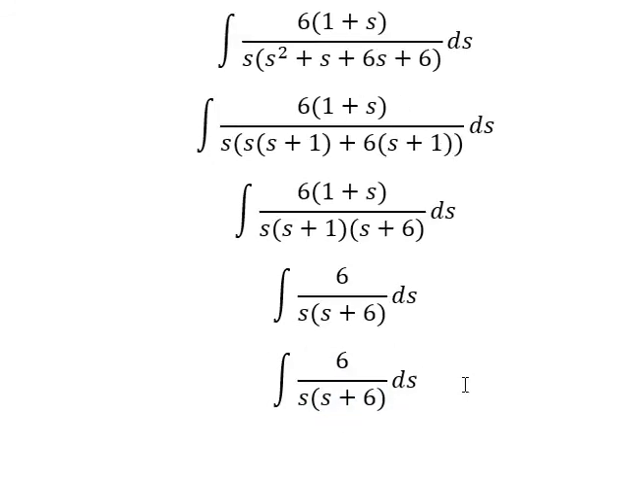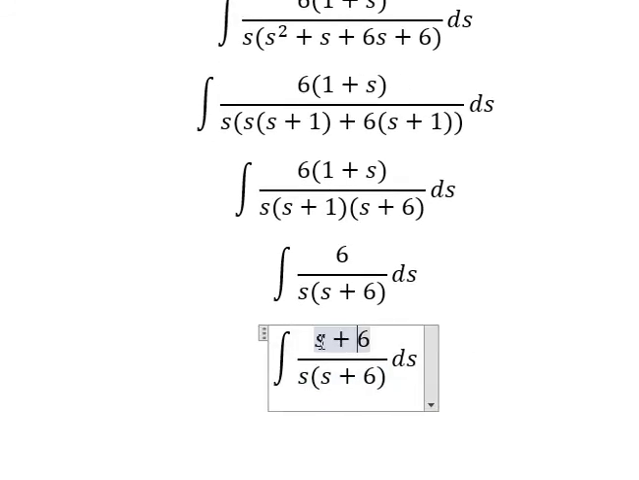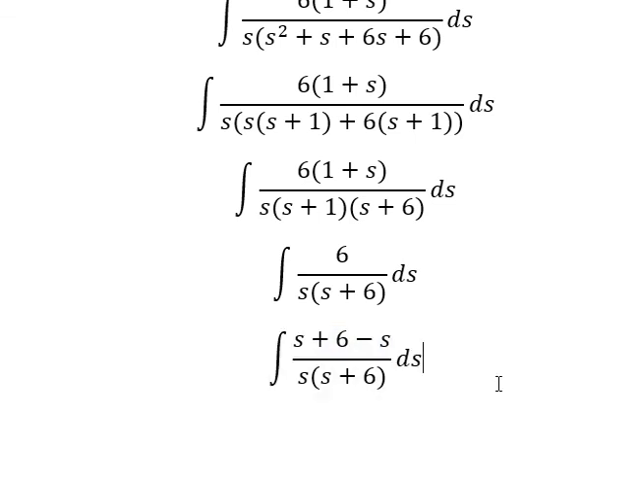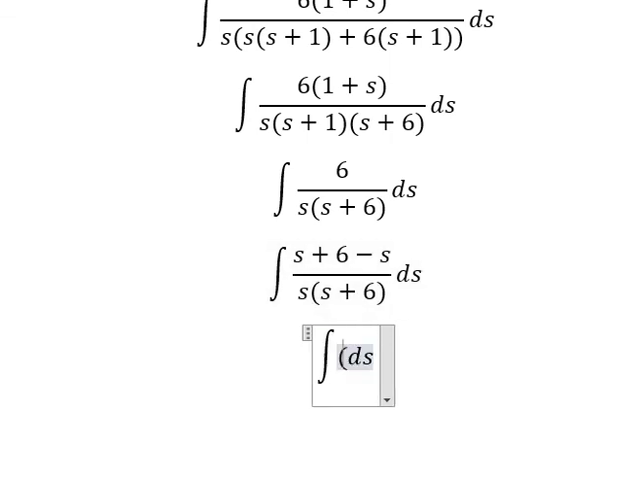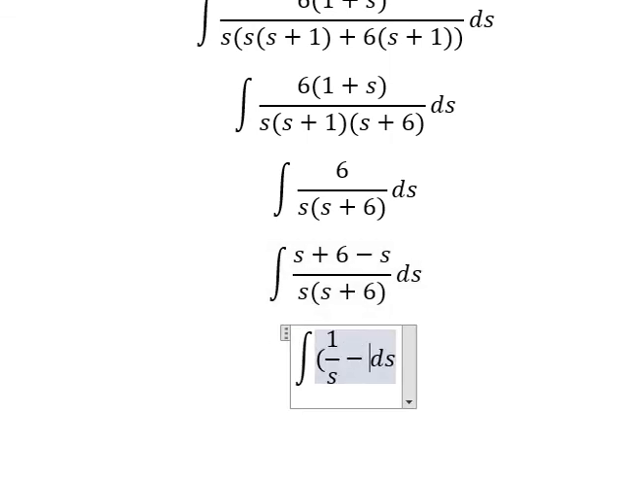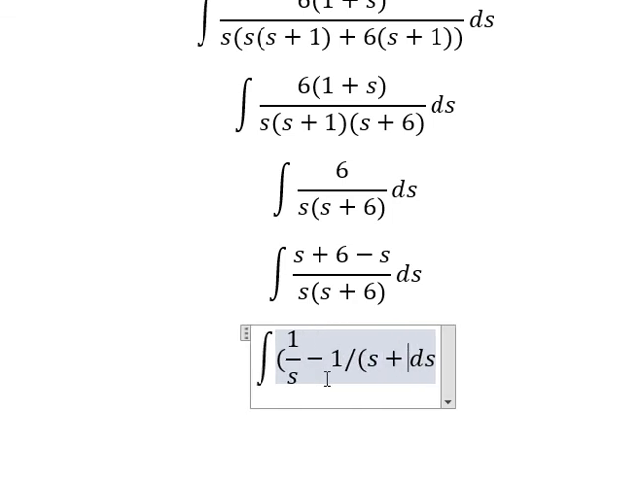Next, I will add s in here. Later we need to subtract s. So this one divided by this one, and s divided by s. So we have 1 over s minus 1 over s plus 6.